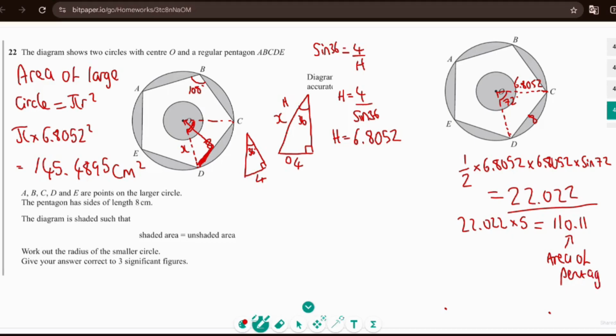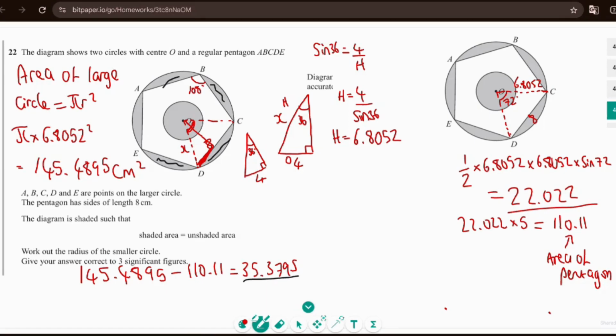Now, if I did the area of the large circle minus the area of the pentagon, you get the shaded bit around the edge. So the area of the large circle minus the area of the pentagon. It just changed the colour. So this represents just these shaded bits here.